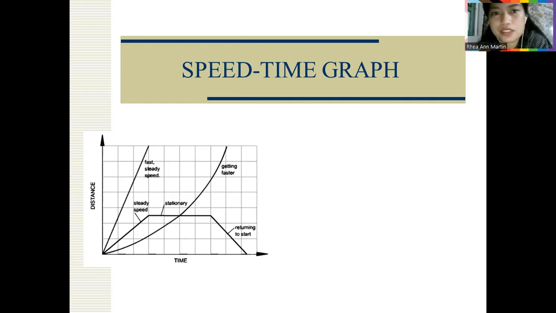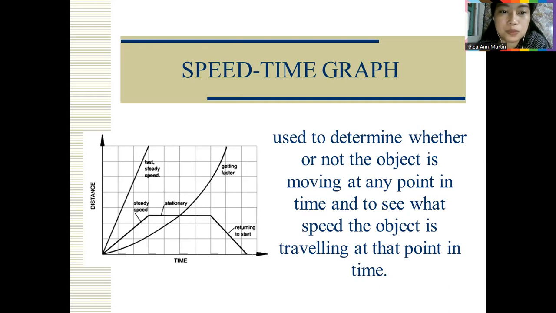Doon naman sa acceleration. So, speed time graph, we are looking how the object move, kung nag-move ba siya or hindi. For example, this one, it is constant. So, maybe fast, steady speed. From here, constant speed. Fast siya kasi medyo steeper. So, ito naman, constant speed. Here, stationary or at rest. Returning to start.